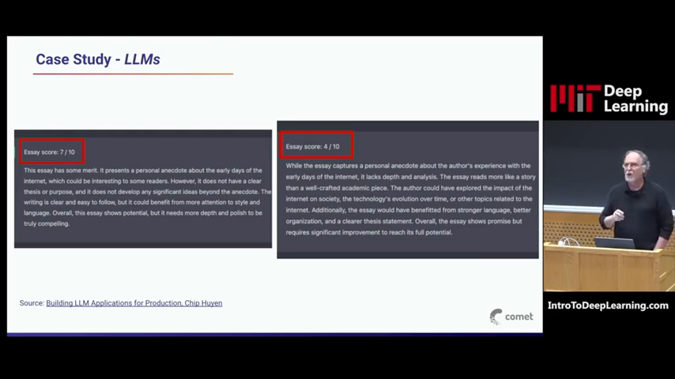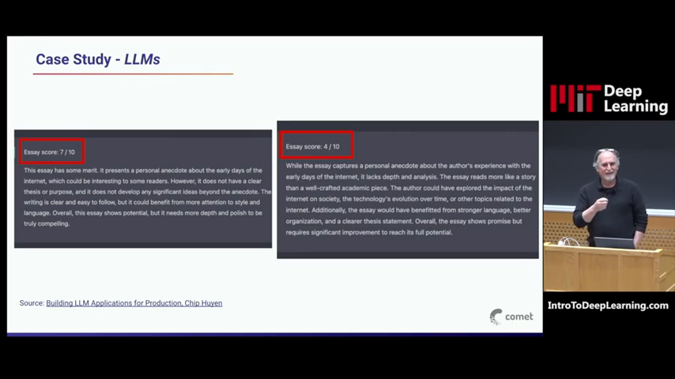Okay, let's look at the other one. Essay score 4 out of 10. Okay, not so good. This is not a good start if you're getting feedback. While the essay captures some points, it lacks depth and analysis. Okay, so thinking about the output and knowing a little bit about how these systems work, why might I be sad about this?